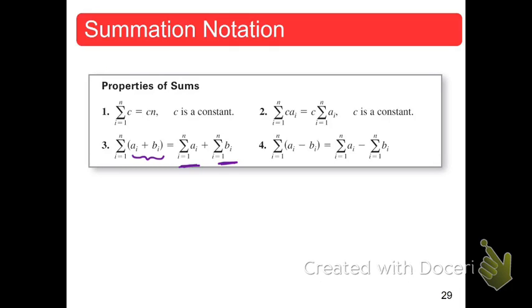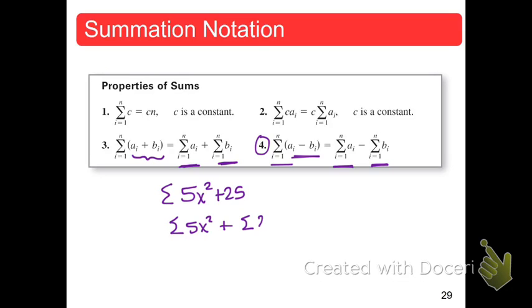All right, and then same thing if we're subtracting here. If I've got the summation of 2 things being subtracted, I can do the summation of the first minus the summation of the second one. So, yeah, if we had something like the summation of 5x squared plus 25, you could have broken this up as the summation of 5x squared plus the summation of 25. And, of course, you would have beginning and ending numbers on those, not just the e there, okay?